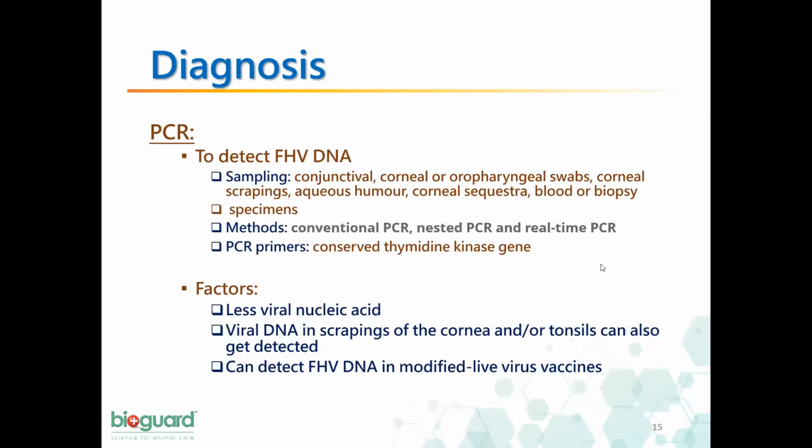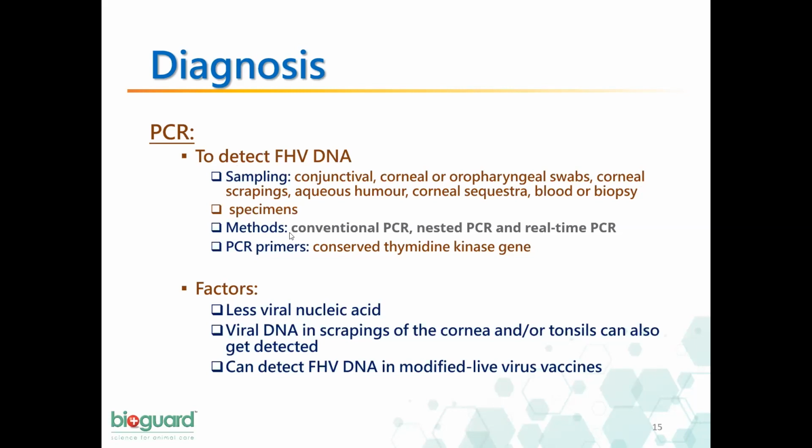So let's talk about the diagnosis of feline herpesvirus. As we know, the gold standard diagnostic is PCR, where we can detect the FHV DNA in the sample. The sampling can be from the conjunctival area, corneal or oropharyngeal swabs, and other forms such as blood or biopsy.